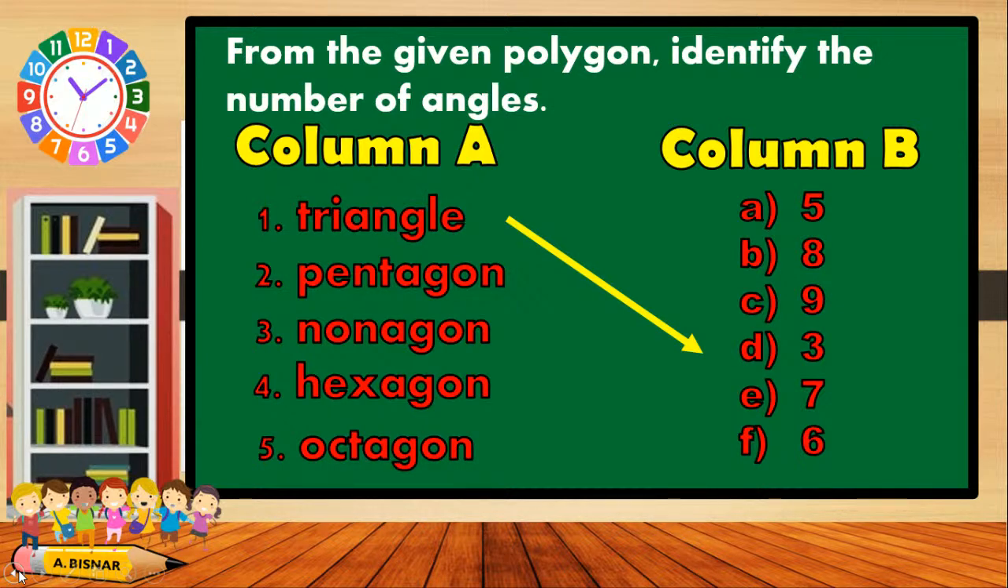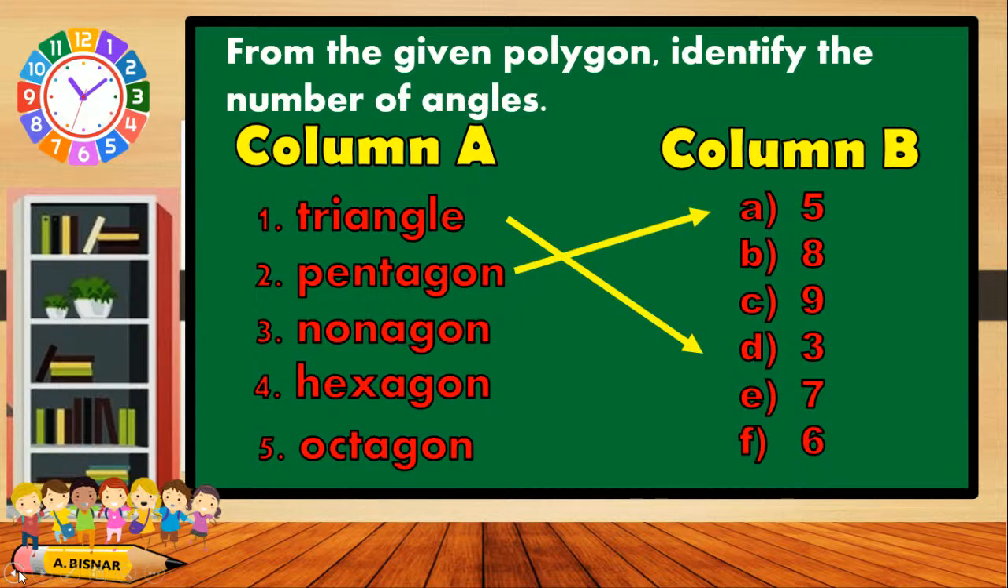How about number 2? Pentagon. Write number 2 and the letter of your answer. Write the letter. Pentagon has, correct. Pentagon has 5 sides and therefore it has 5 vertices and 5 angles.